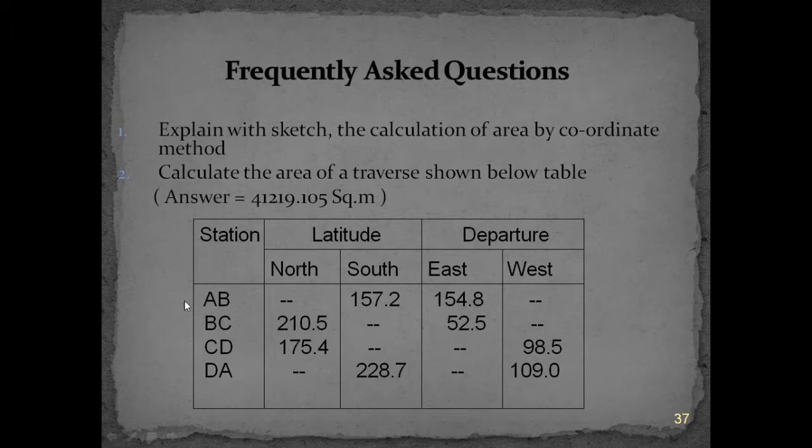What you have to do, see here, AB, BC, CD, DA, the same traverse is given, and he has given the latitudes and departures. Assume A as 100 and B as 100. So 100 minus 157.2 plus 210.5 plus 175 minus 228, like that. And here it will be east, meaning 100 plus 154.8 plus 52.5 minus 98.5 109, like that.